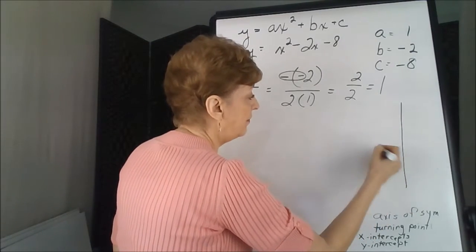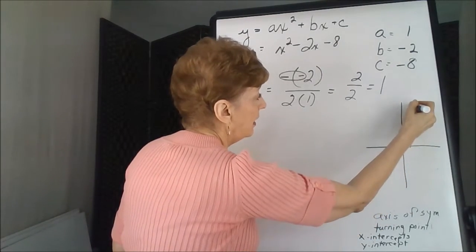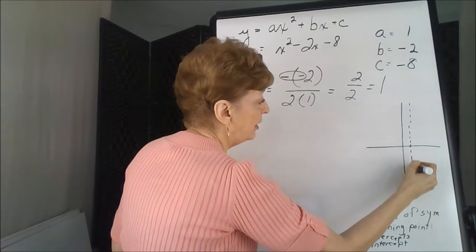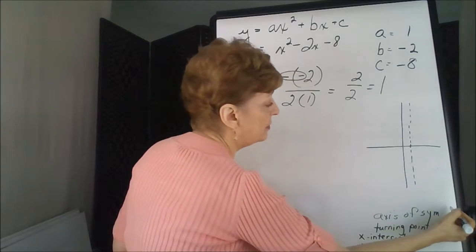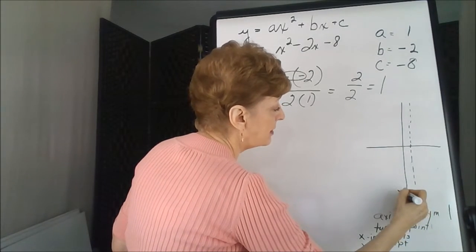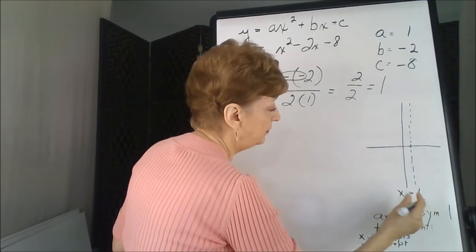So we can graph that, and that would be our mirror. That's where our mirror would be. That's our line, that's our axis of symmetry. That would be x is equal to 1.